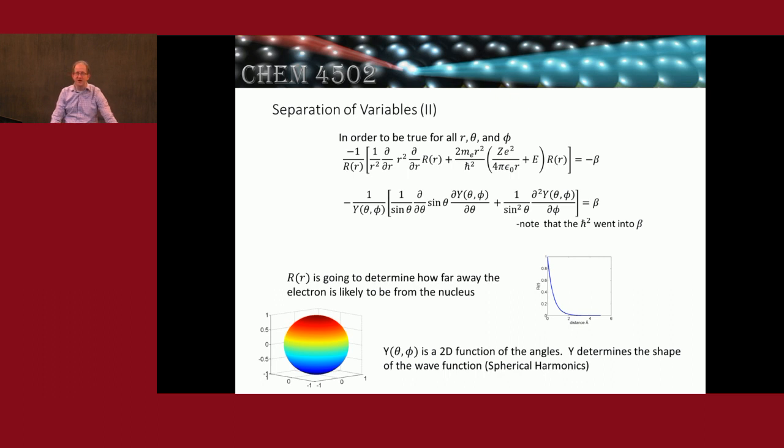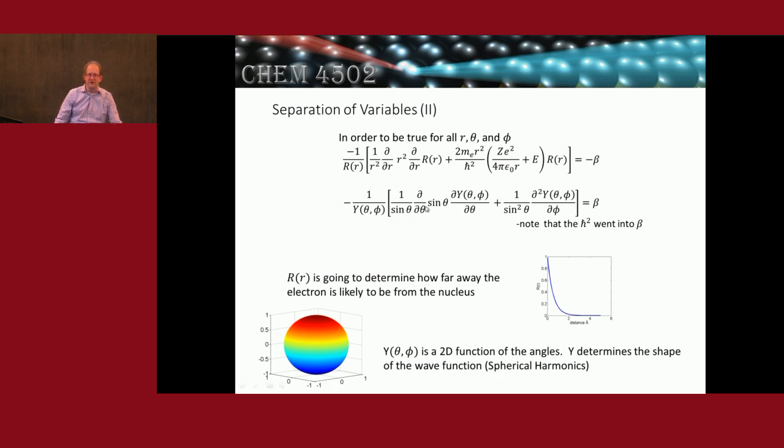And we're going to choose that number to be beta. So we're going to solve the following equations. We now get two separate equations for r and y. The first one says that this function, which is all radius dependent, is going to give us our radial function. And that radial function is going to determine how far away the electron is likely to be from the nucleus.